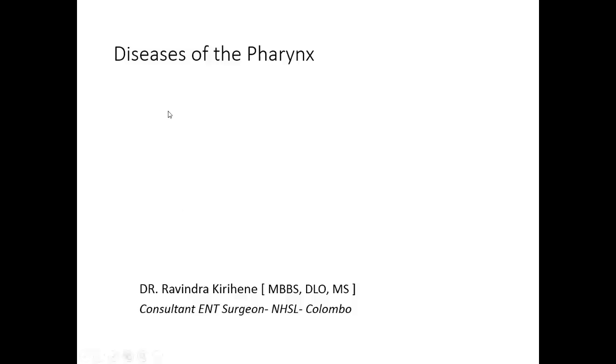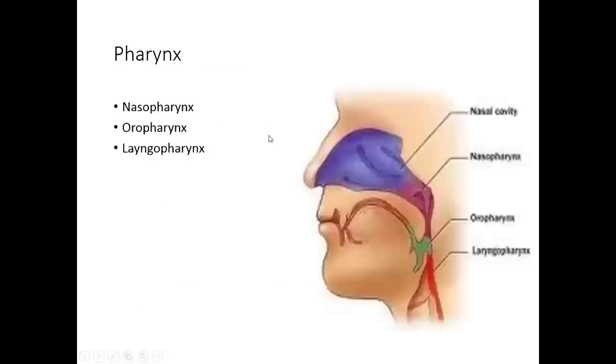Today I'm going to talk about diseases of the pharynx. The pharynx can be divided into three parts, with very clear boundaries. The top part is called the nasopharynx, marked in red here, which is basically behind the soft palate and underneath the skull base. It's bounded laterally by the eustachian tube.